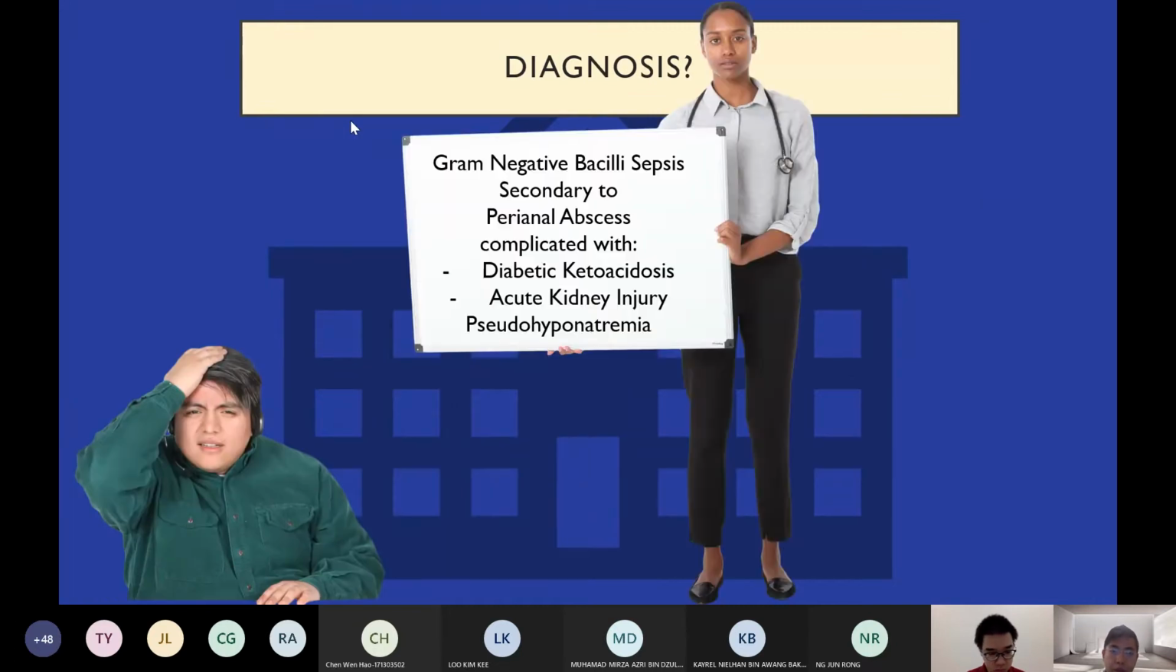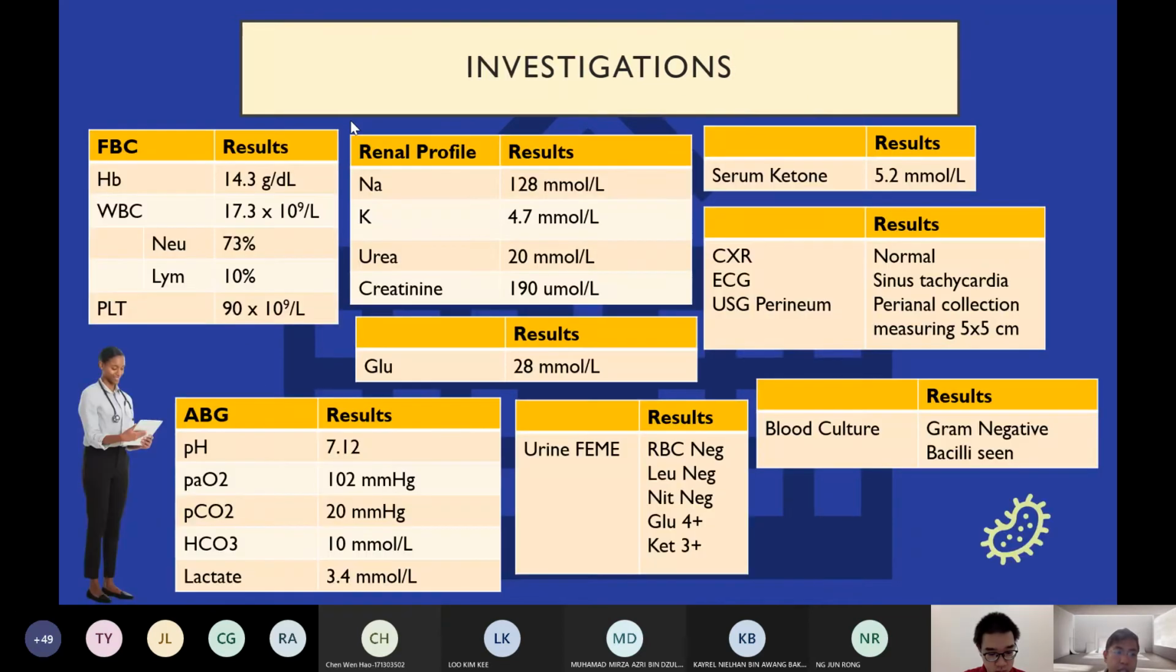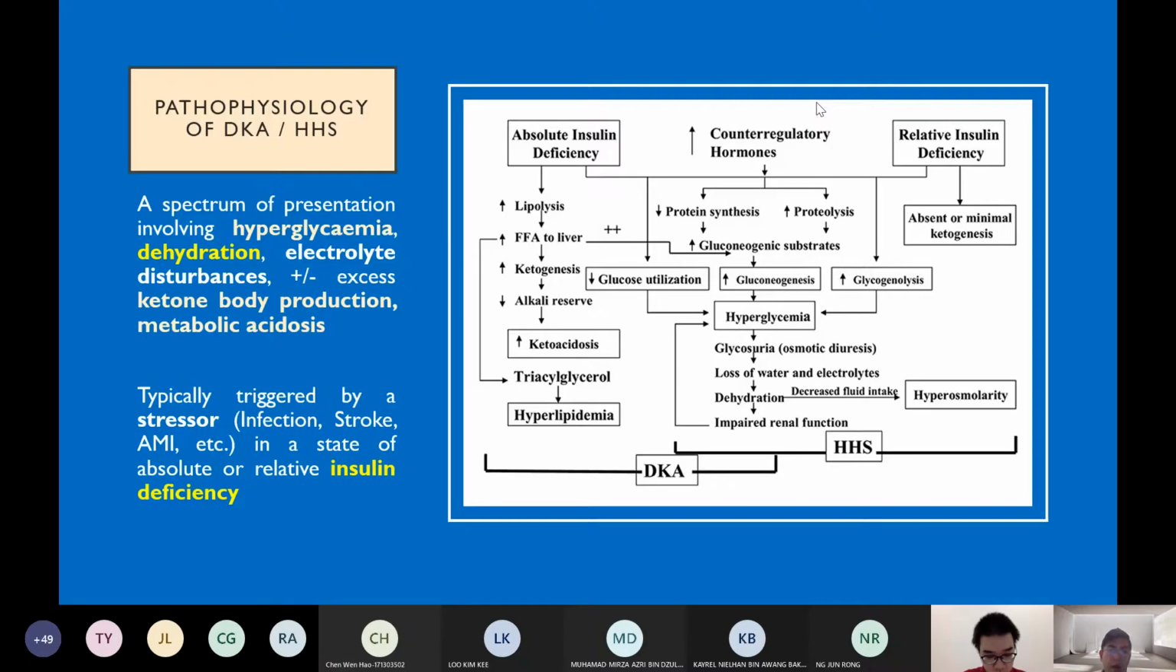Okay. So now, what's our diagnosis? The patient probably has gram-negative bacilli sepsis secondary to perianal abscess, complicated with diabetic ketoacidosis, acute kidney injury, and pseudo-hyponatremia. As you can see, his sodium here is 128, okay, but his blood glucose is actually high. So this sodium likely is not truly low. You will need to correct the sodium for the glucose. We'll talk about the pseudohyponatremia in hyperglycemia shortly.